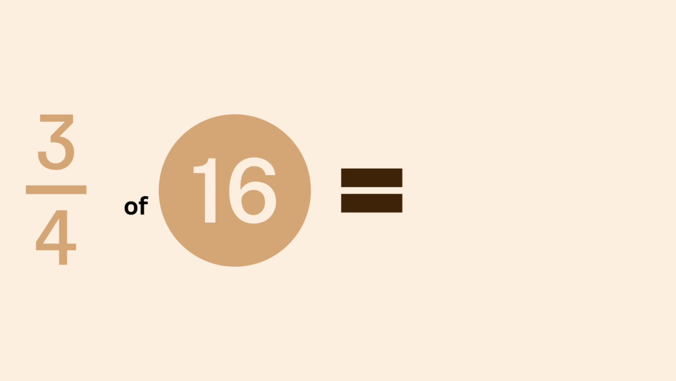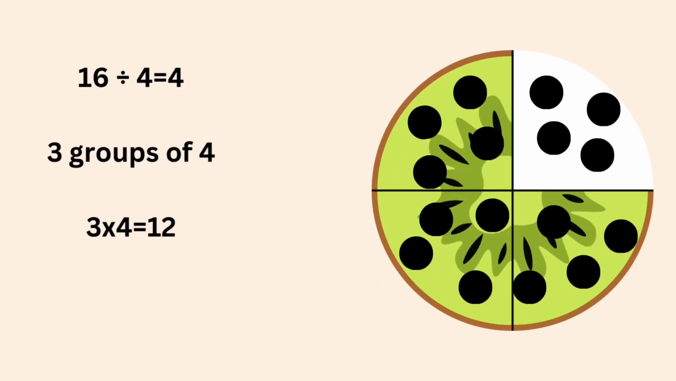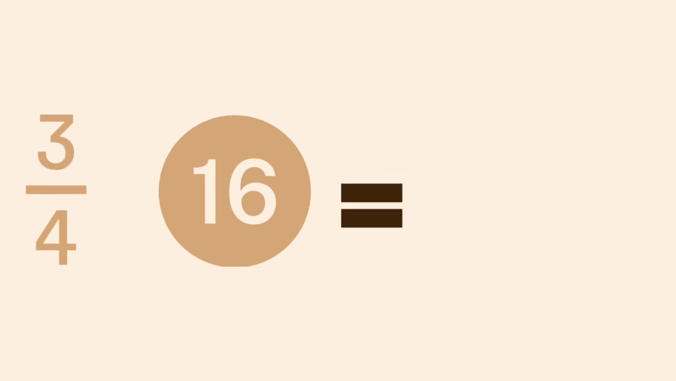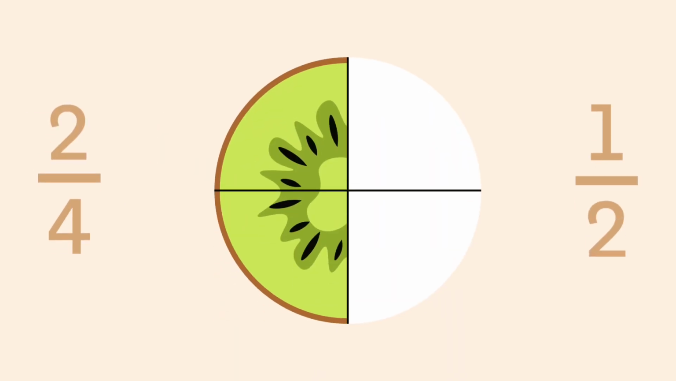3/4 of 16. 16 shared into 4 equal groups. Then, times by your numerator, 3 times 4 is 12. Remember, 2/4 is the same as 1/2, so a half is always easier to solve.